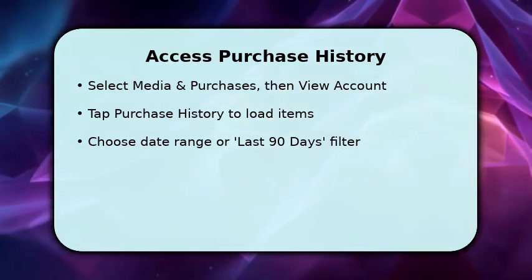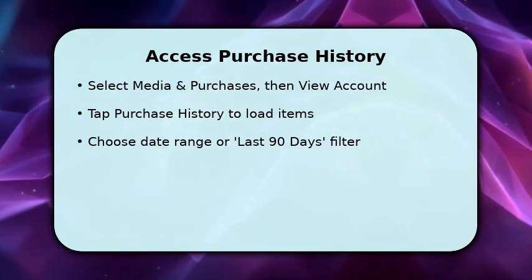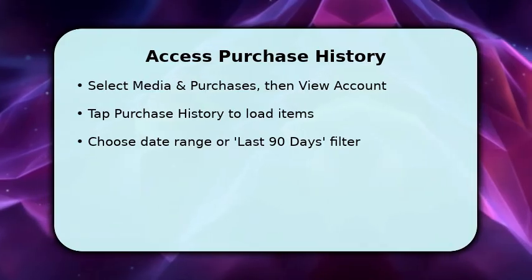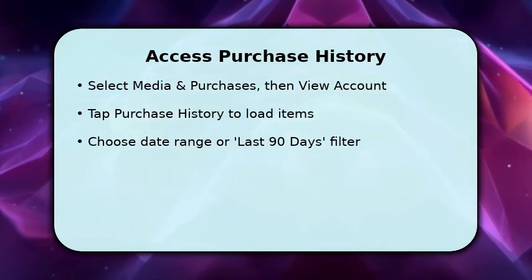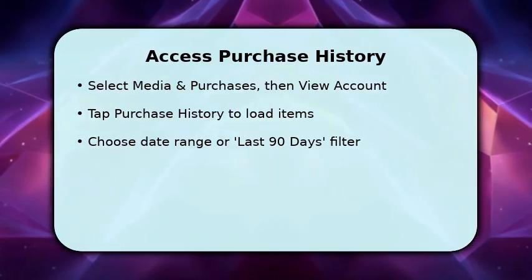Use the built-in date filters or select a specific month to narrow results, and tap an item to expand details like order ID, date, and total. Make sure to wait for the list to fully load. Large histories can take a few seconds to populate.